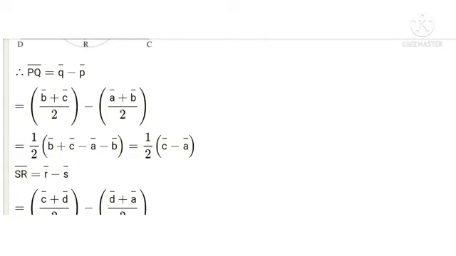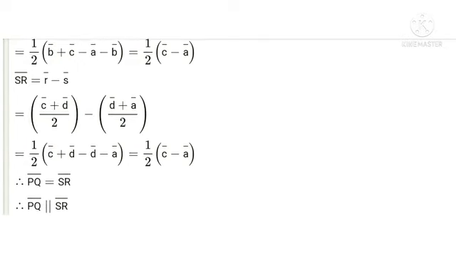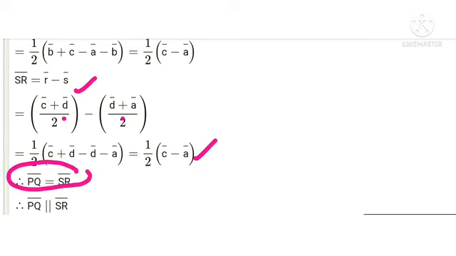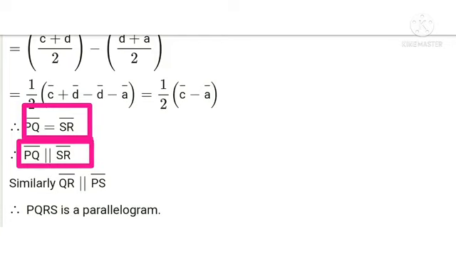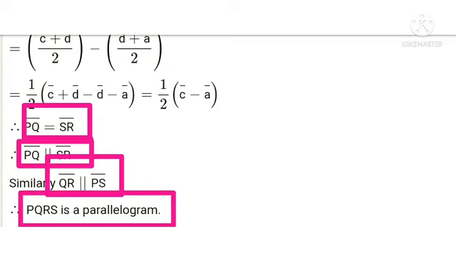Now see which side is opposite to PQ, it is SR. We find SR bar, which is R bar minus S bar. Put the values and you find SR bar. Here you observe that PQ bar and SR bar are the same. Means PQ bar is equal to SR bar, so opposite sides are congruent and the lines are parallel. Similarly, we can prove that QR bar is equal to PS bar, that is QR bar is parallel to PS bar. So we can write that quadrilateral PQRS is a parallelogram.